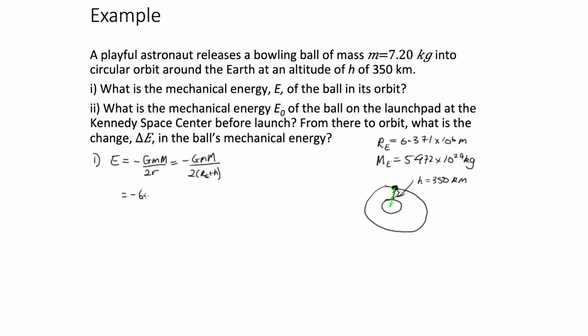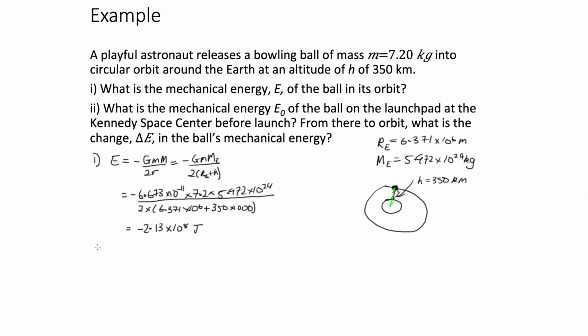So this is minus 6.673 times 10 to the minus 11 times little m, which is the mass of the bowling ball, which is 7.2, times big M, which in this case is the mass of the Earth, because that's the other object. So we've got 5.972 times 10 to the 24 divided by 2 times now the radius of the Earth, which is 6.371 times 10 to the 6, plus the height, which is 350 times 1,000 meters. So solving this on the calculator, we get minus 2.13 times 10 to the 8 joules.